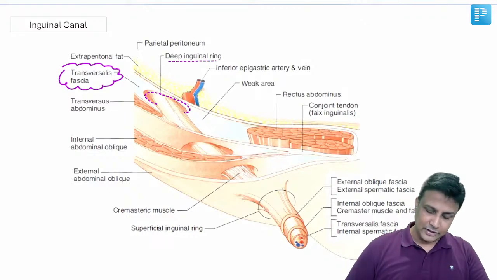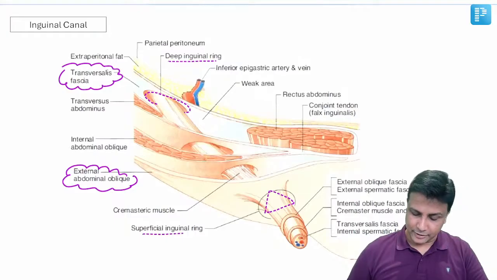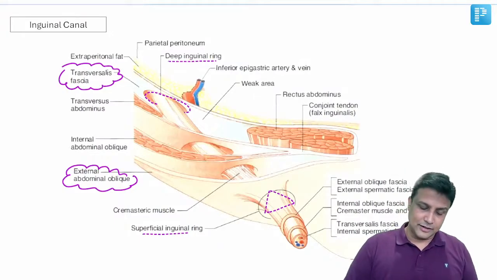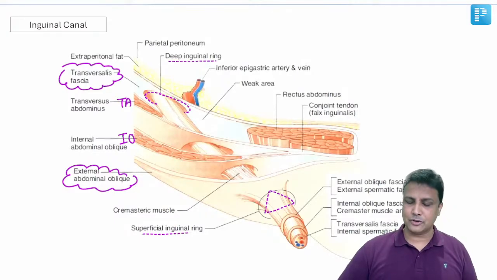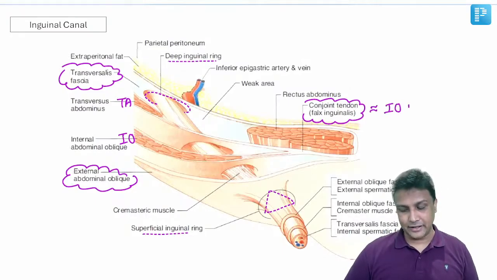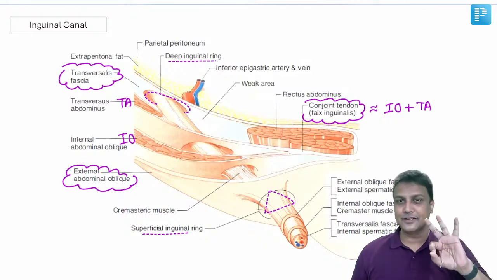Then in layer number 3, that is the external oblique aponeurosis here, there will be a triangle shaped opening, and this one here will be the superficial inguinal ring. Now, in the middle, you're actually having 2 layers, that is your internal oblique and transversus abdominis. Join them together, and together they are going to form your conjoint tendon. So the conjoint tendon, also known as the falx inguinalis, is made up of internal oblique plus transversus abdominis. First, you try to learn these 3 points here.